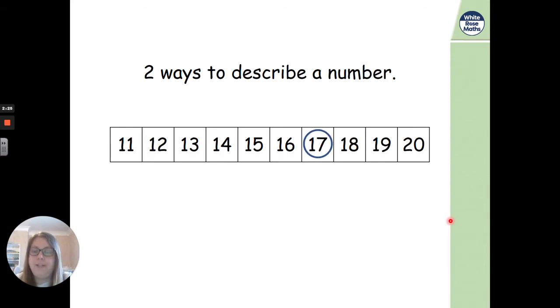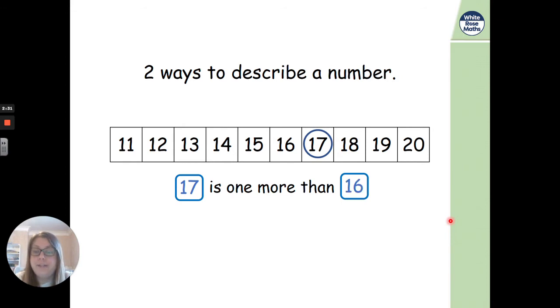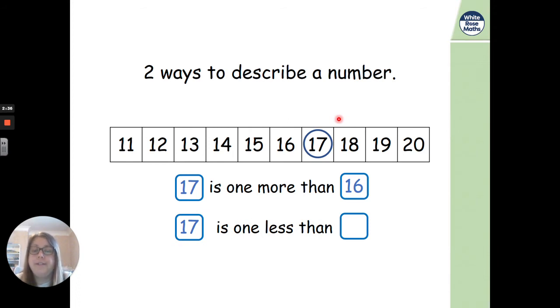So we can do this by describing two ways for a number. Let's take 17 for an example. 17 is one more than 16 because it comes after 16, doesn't it? But we could also say 17 is one less than 18. So we can describe it two ways. We can say it's one more than the number it comes after, but it's also one less than the number it comes before. That's why it's really important to understand your numbers and visualize that number track and try and get that into your head so that you can then start to just say, yeah, 17 is one more than 16, 17 is one less than 18.